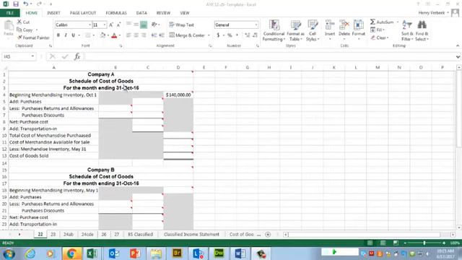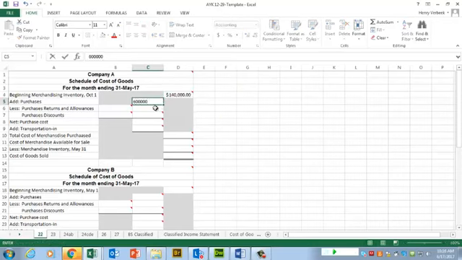So the first thing, let's read the question. It says, prepare schedule of costs of goods sold for each of the following companies. The fiscal period is for the month of May 2017. All right, so the first thing it tells us is that the merchandise inventory is $140,000. And then we've got purchases of $600,000.